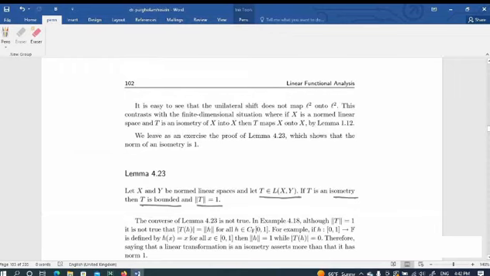Lemma: let X and Y be normed spaces, and let T be in L of X and Y. If T is an isometry, then T is bounded and the norm of T equals 1. I said before that any isometry has norm 1, and so it is bounded and continuous.